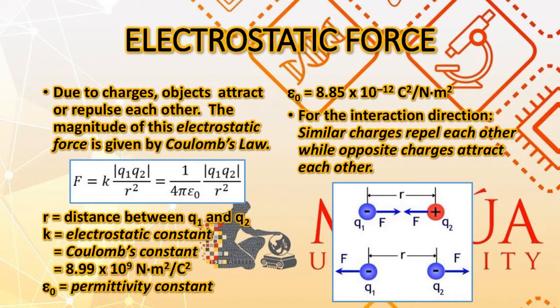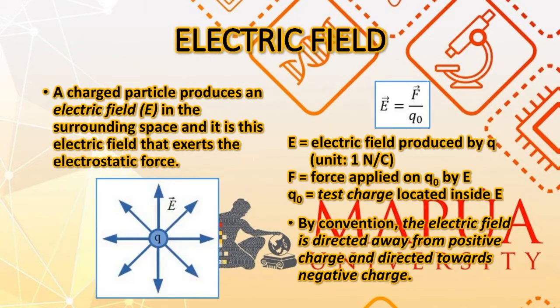So you have magnitude of the electrostatic force, Coulomb's law, and then for the direction, you have the interaction statement. Similar charges repel each other, while opposite charges attract each other. Now, since the two charges are separated by distance r, the question arises: how do the charges apply force on each other when they do not have any contact with each other? And the answer is the electric field.